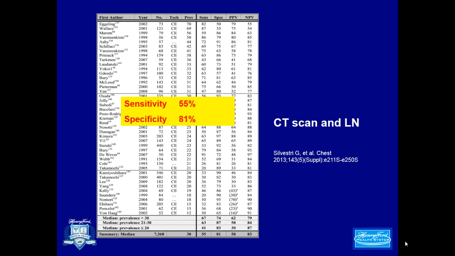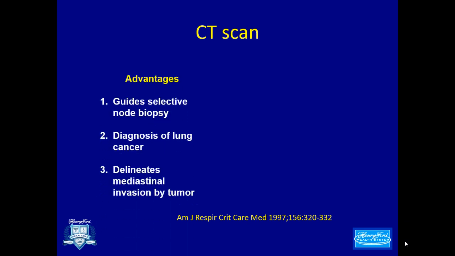This review, also done in 2013, pretty much showed the same: very low sensitivity and low specificity in general for CT scan alone and lymph nodes. The advantage is that it can guide you to selectively biopsy the lymph nodes, although it's not really the gold standard for this. It just gives you an idea, but you shouldn't rely on it and go for a lymph node to biopsy just because it's enlarged on the CT scan and that's it.